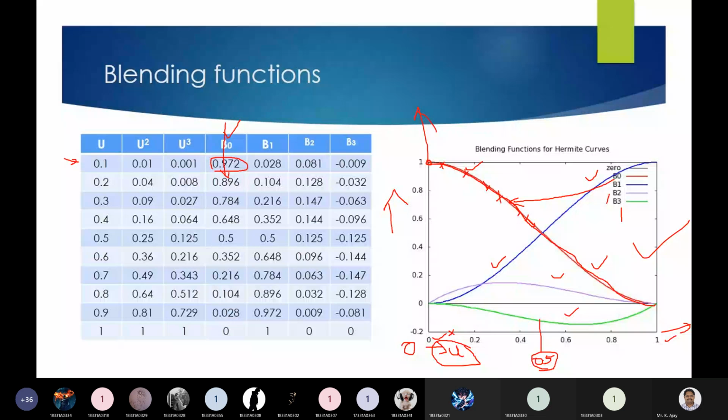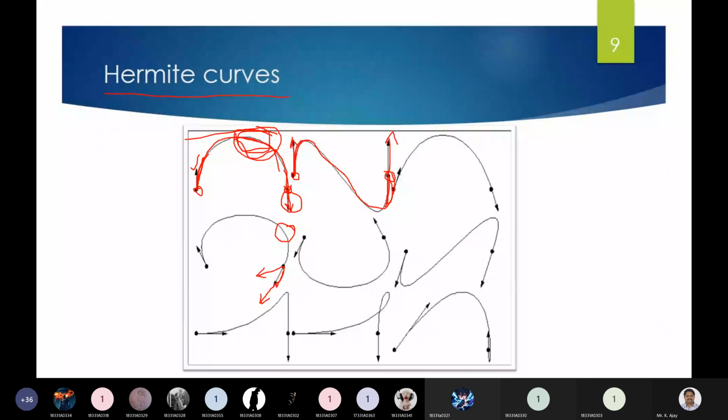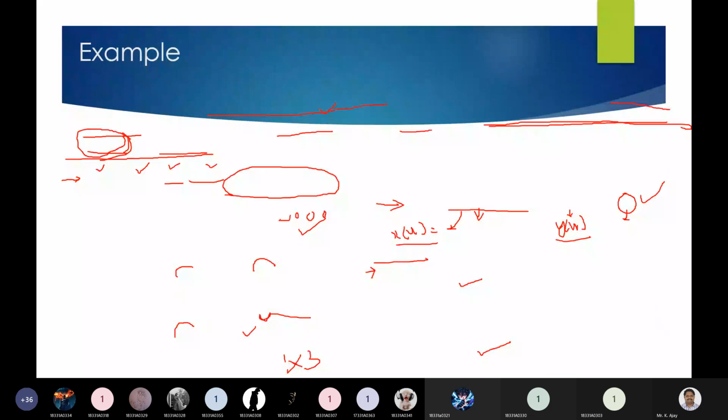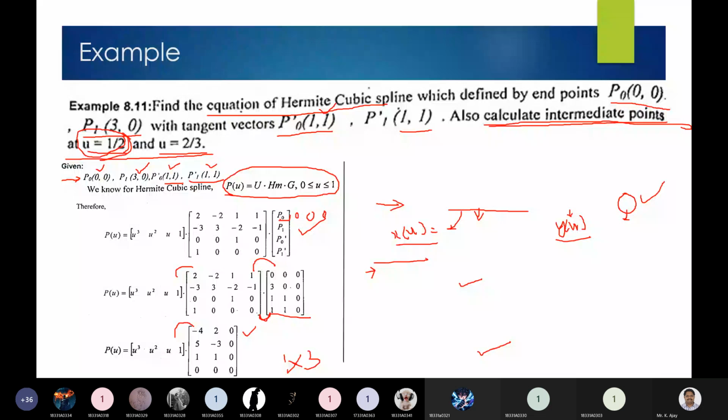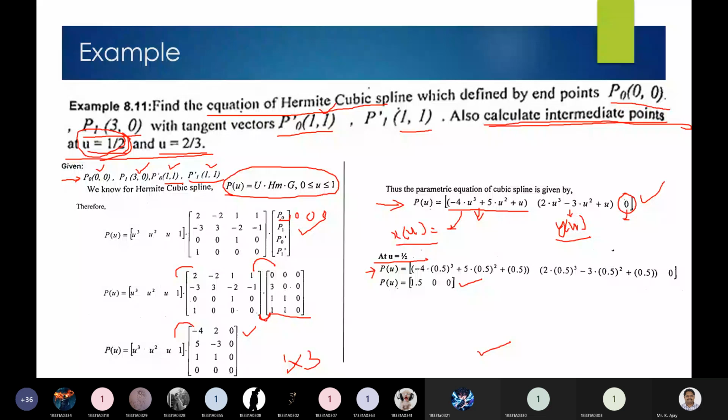Similarly, some examples of the Hermite curves were also shown, and the drawbacks of the Hermite spline, and some examples were also discussed, right? If P naught, P1, P naught dash and P1 dash, the four inputs, are given to you, how to derive the Hermite cubic spline equation, and also how to identify the various intermediate points on the Hermite cubic spline were also discussed using some examples, right? I hope you can recollect whatever we discussed till the last class. And today we are at the point of discussion.